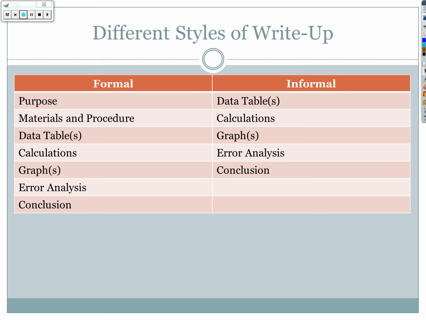So the different styles of write-up, you've got the formal and informal. Like I said, the purpose and materials and procedures sections are only required in a formal lab report. Data tables, calculations, graphs, error analysis, and conclusion are all required in both formal and informal. Again, remember that graphs are only required if applicable.